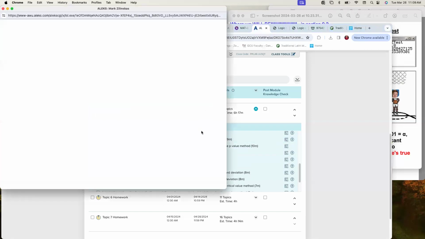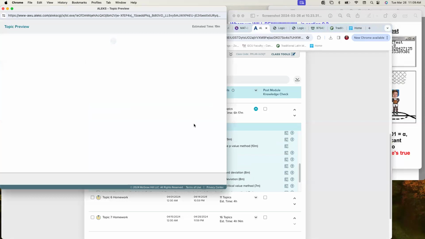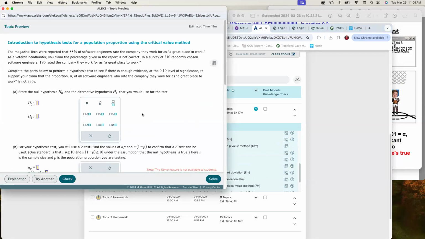So if I quickly go through this one, again, I'm not going to go through all that stuff in the beginning. Here we have a scenario. We're going to go ahead and write the hypothesis. And the only thing is, we're not going to find the p-value. We're going to use this method again to calculate the critical value and compare our z value to it.